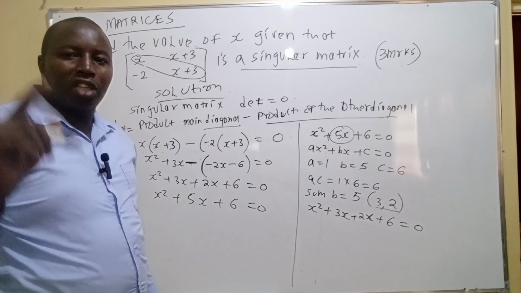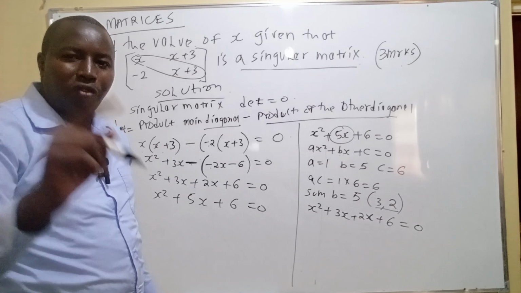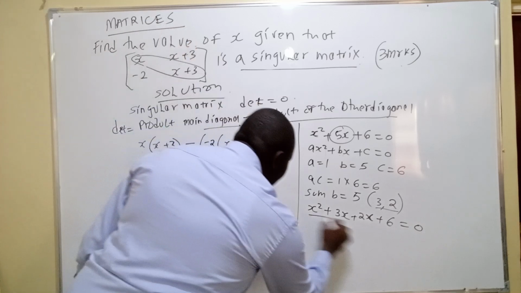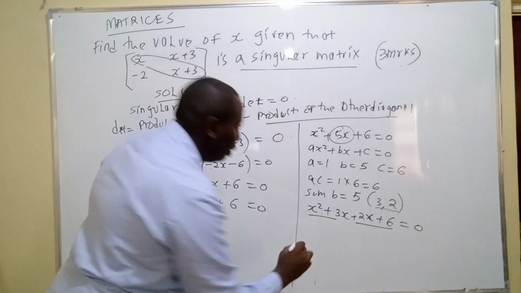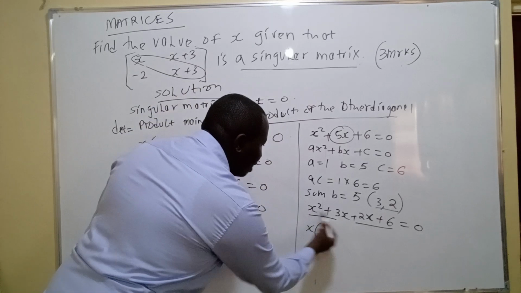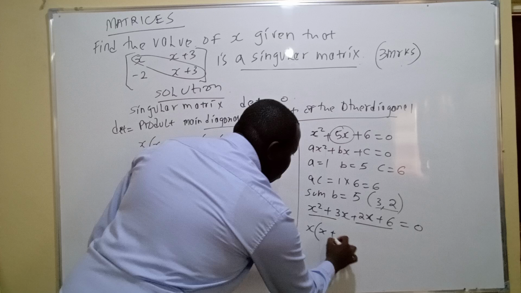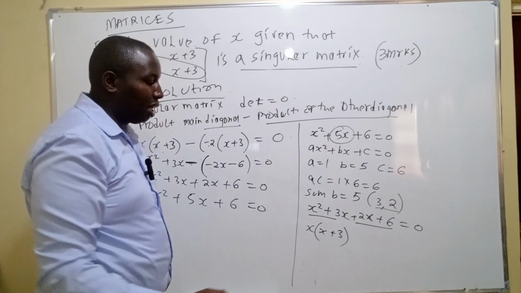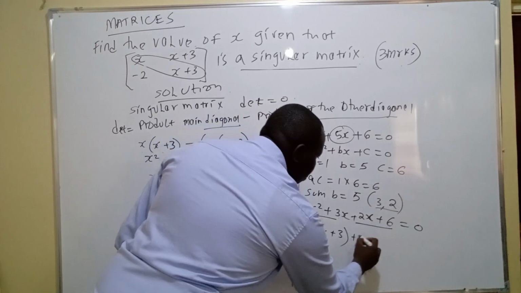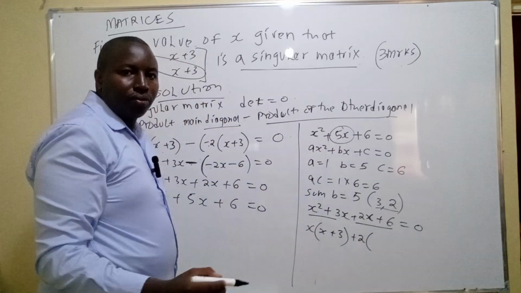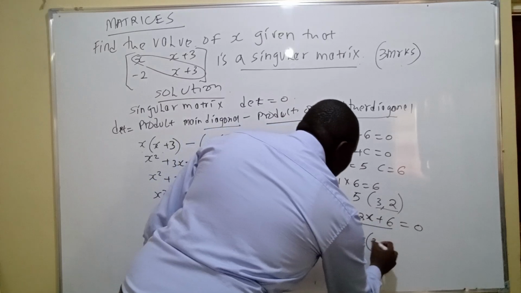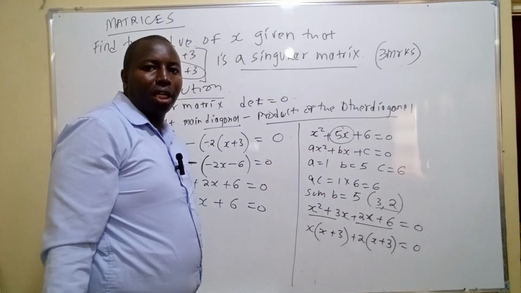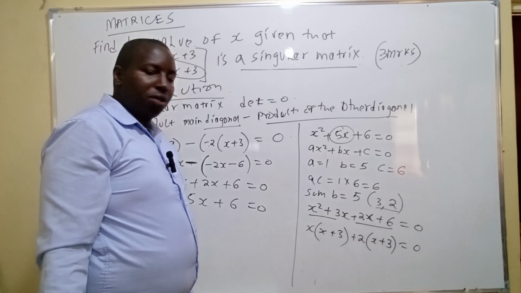Now, factorization by grouping. This is in form 1. Factor the first two and the last two by grouping. For the first two, x is common, so you say x times x plus 3. Then for the second part, check what is common: plus 2 is common. You get x plus 3 equals 0.